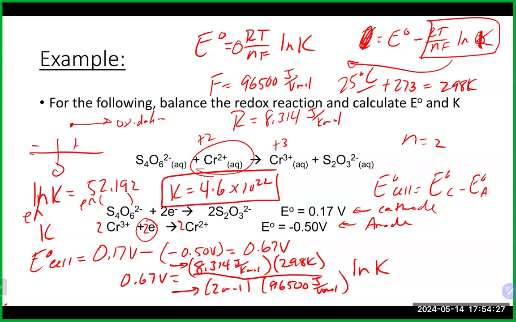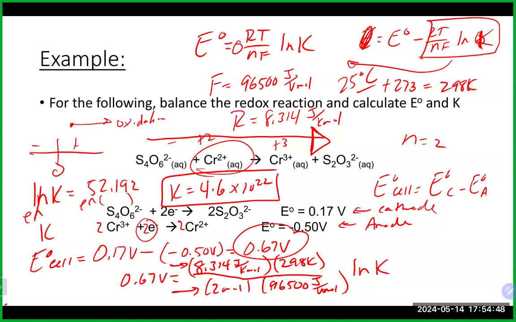Things do sort of make sense. We hit a positive voltage, which means it should be a spontaneous reaction. And because it's a spontaneous reaction, it should probably be heading towards the product side. And because it's heading towards the product side, we should have more products than reactants, and we should end up with a large value for K in this case. Any questions on that?